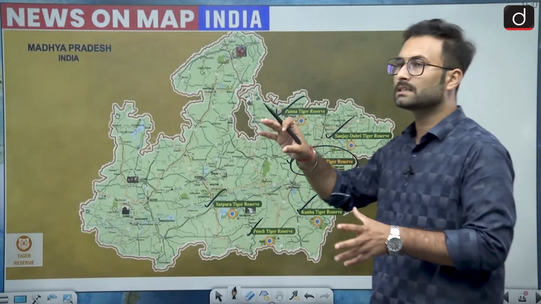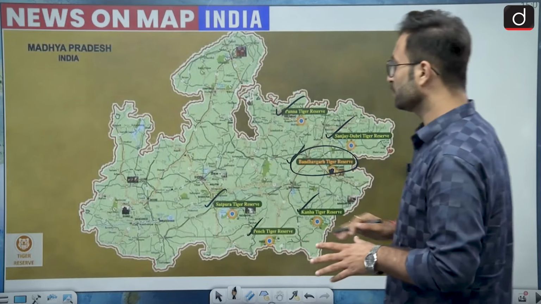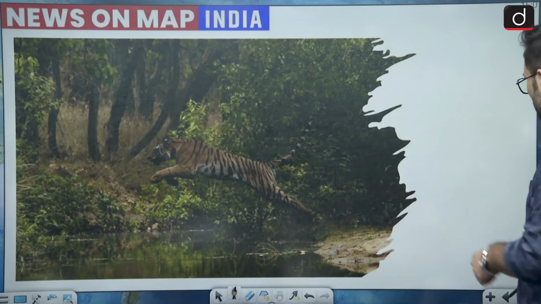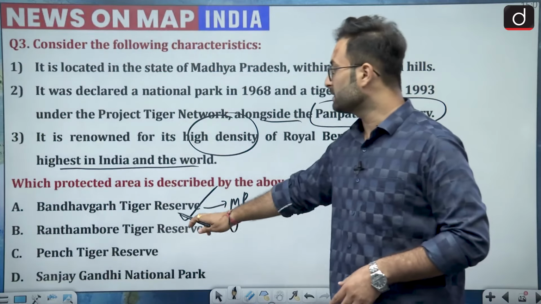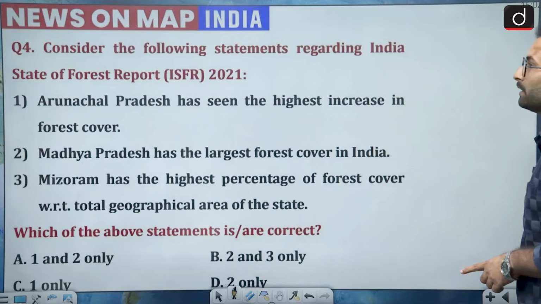Other than that, there are also certain protected areas. The Gandhi Sagar Wildlife Sanctuary and Kuno National Park are also in the news for the cheetah relocation, etc. So that is about it. Here you can see option A is your right answer, that is Bandhavgarh Tiger Reserve. Okay, coming to the next one, that is question number 4.